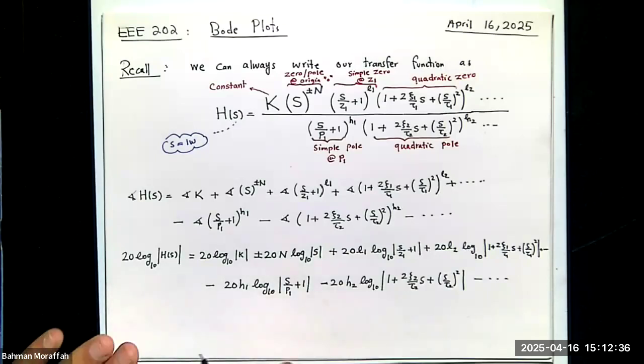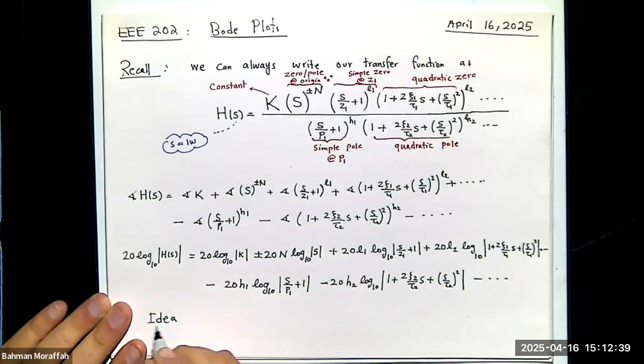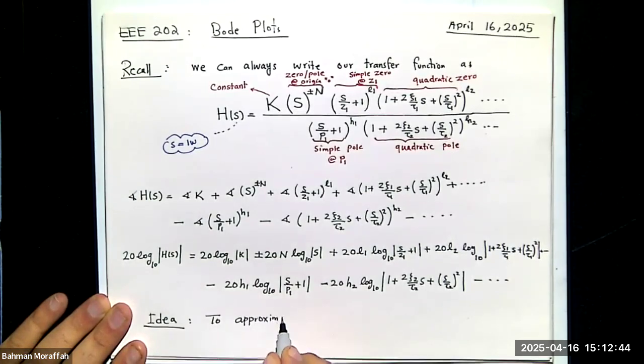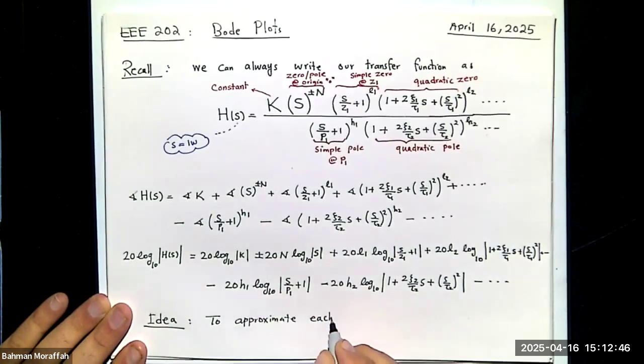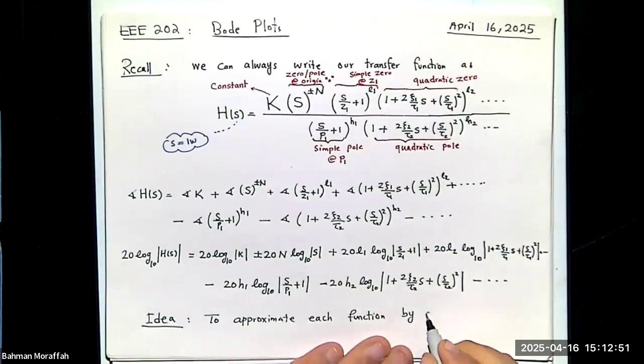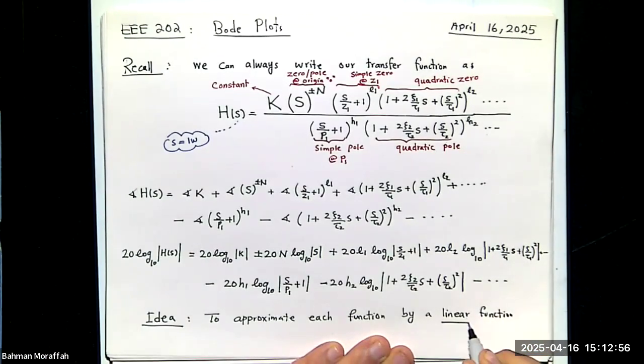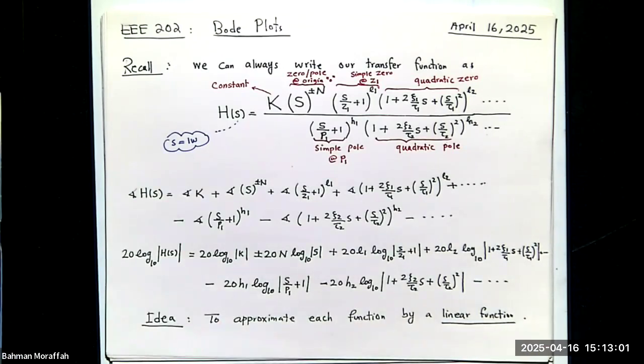I have to approximate it by a linear function, right? So the idea here is to approximate each function by a linear function. This is a linear approximation. And if each term over here is approximated by a linear function, the entire function is going to be piecewise linear, right?